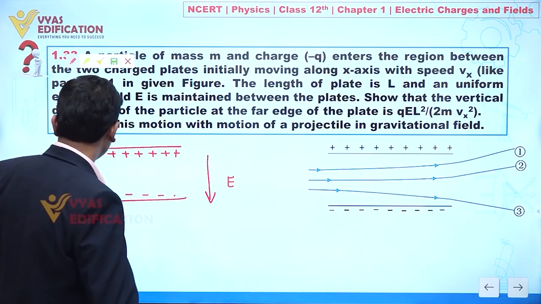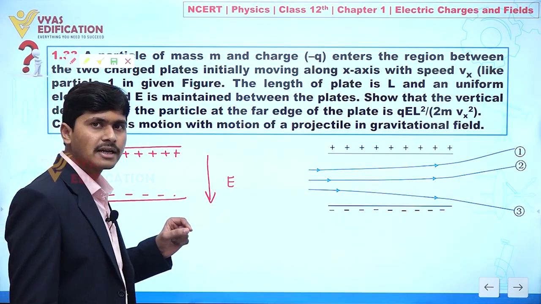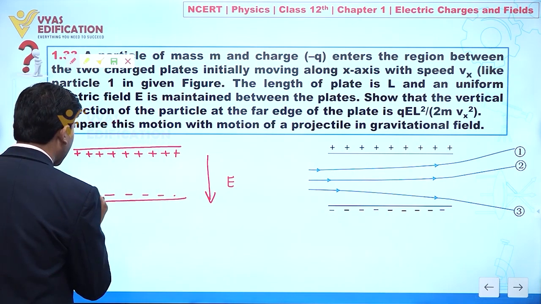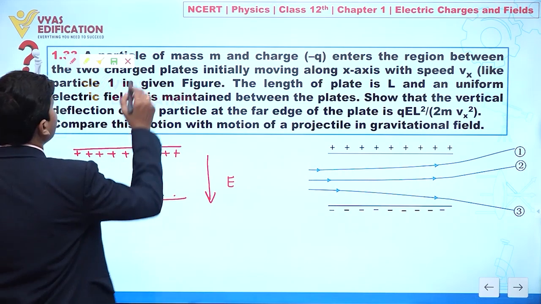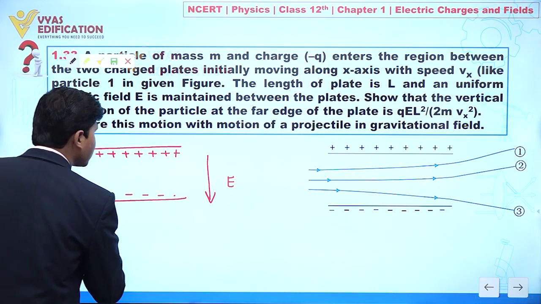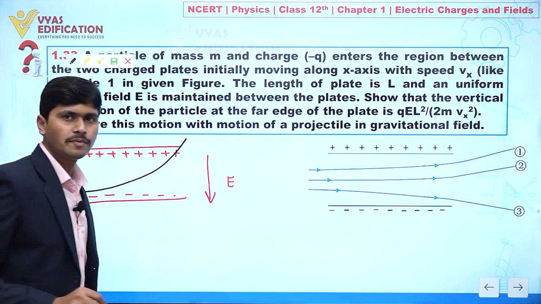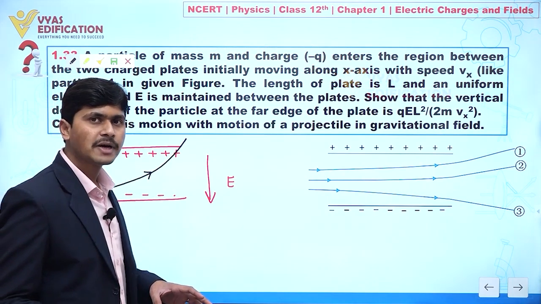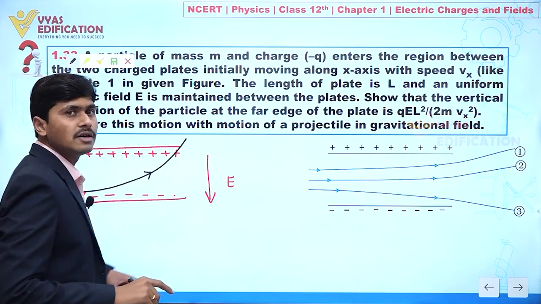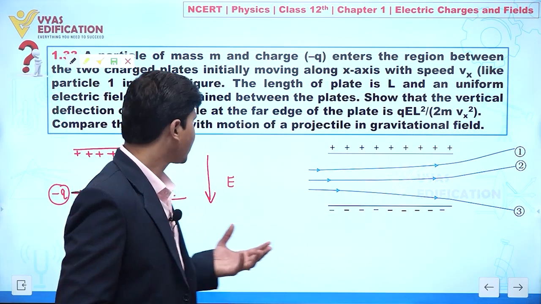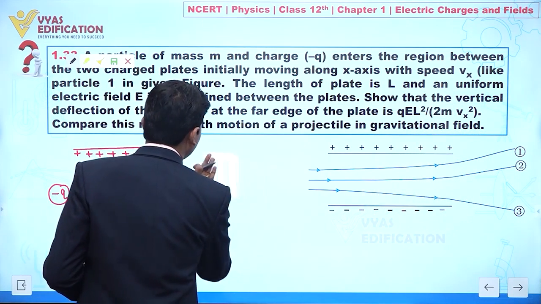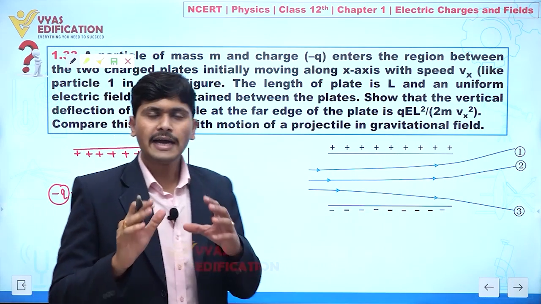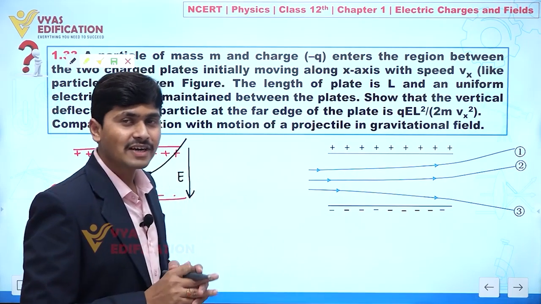Yes or no? So when the negative charged particle enters from this side, definitely a force will act on this charged particle and it will move like this. Yes or no? Because a force will act on this charged particle in an upward direction, because this is a negative charge. So can we calculate the value of acceleration of this charged particle in the vertical direction?